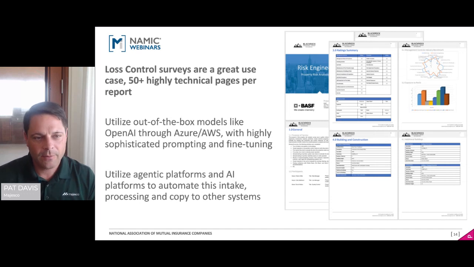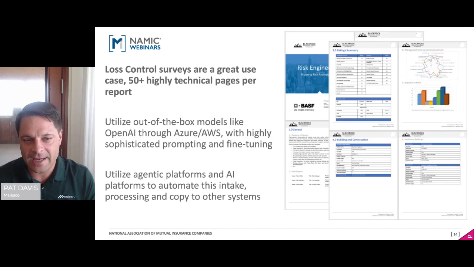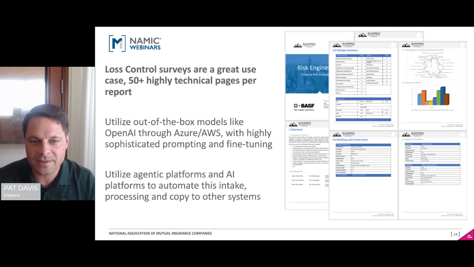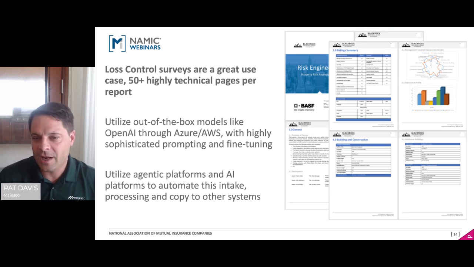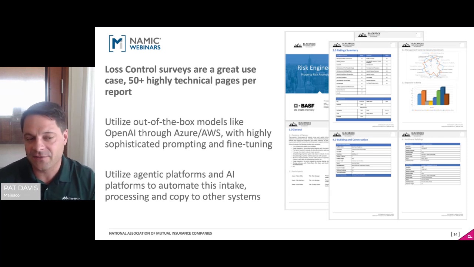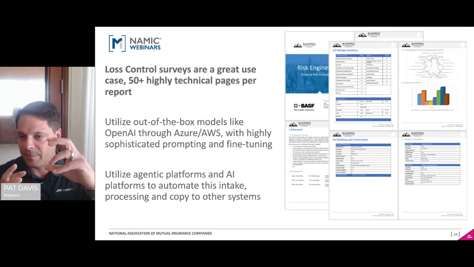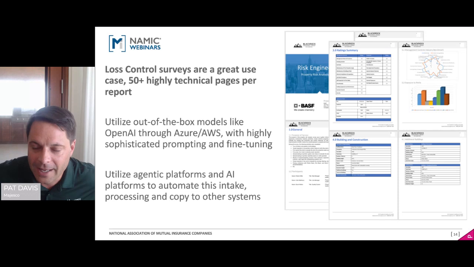So a couple things that you guys can take away from this. One, generative AI is a great use case for this. We can take 50 plus highly technical pages per report, hundreds of pages even. We have examples of over 400 pages of loss control engineering data. And we can utilize out-of-the-box models like OpenAI, Azure, AWS, and then we can provide fine-tuning and highly sophisticated prompt engineering to be able to read in highly specific pieces of data from that loss control report.